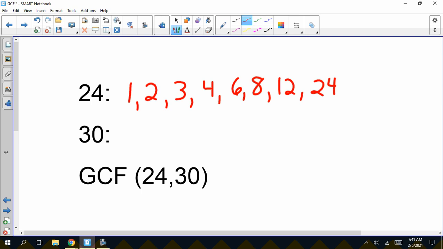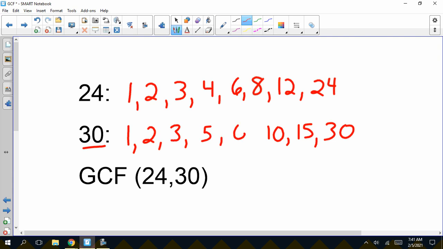Now we go to 30. 1 times 30. 2. Well, 30 is an even number. So if you're dealing with an even number, 2 is always going to work. So if you need to, just count by 2's up there. But it is 2 times 15. Then we have 3 times 10. 4 does not work. 5 does work. It's 5 times 6. And since 6 is already in our list, and 7, 8, 9 do not work, 10's in the list, we are done.